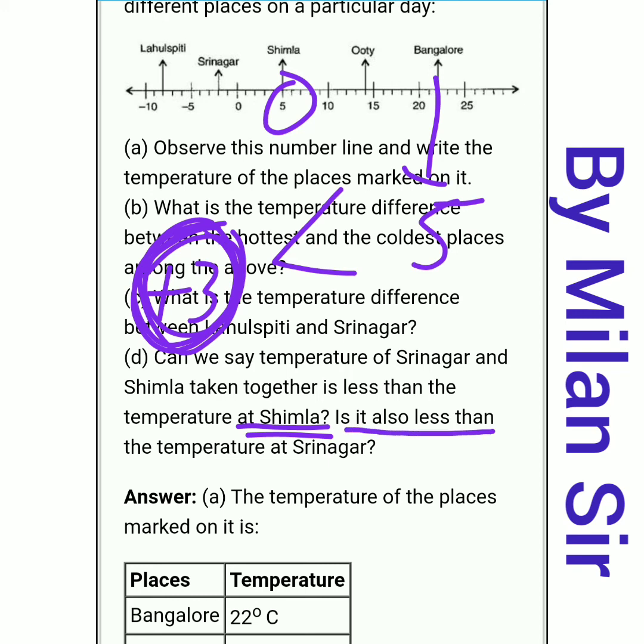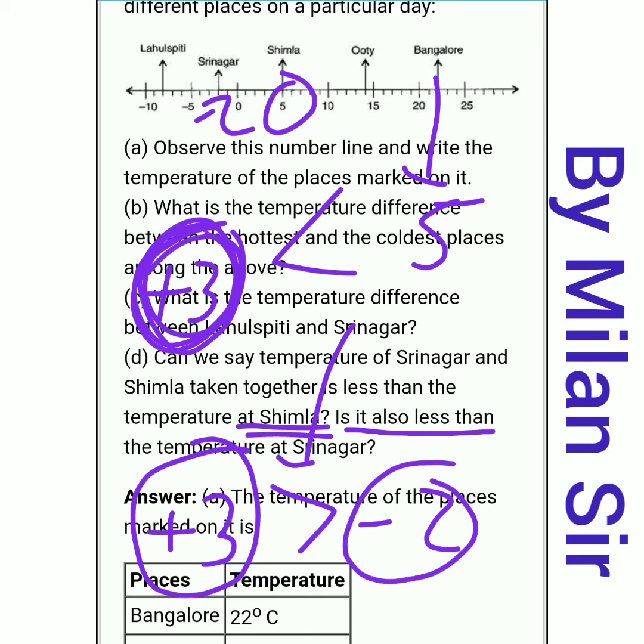Then the second question: is it also less than the temperature at Srinagar? First of all, again we write this combined temperature, it is 3. Now we need to check with the temperature of Srinagar. What is the temperature of Srinagar? It is -2, right? Obviously a positive number is greater than a negative number. That means this +3 is greater than -2. So the temperature of Srinagar and Shimla together is not less than the temperature of Srinagar, but greater than it. So our answer is no.